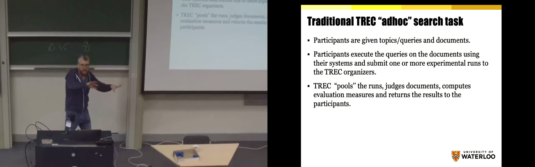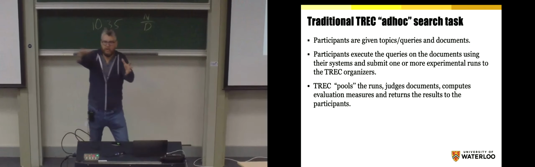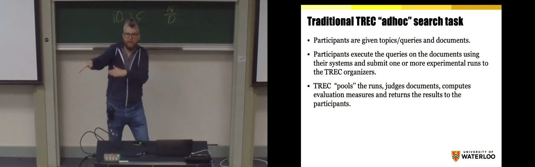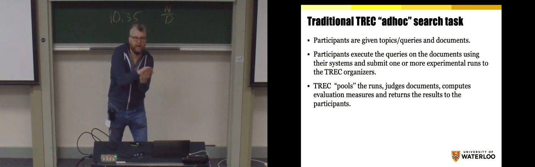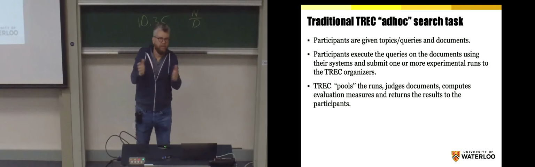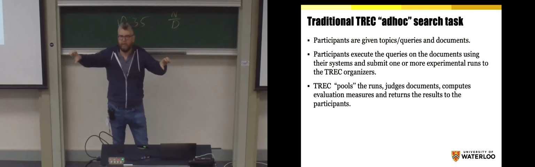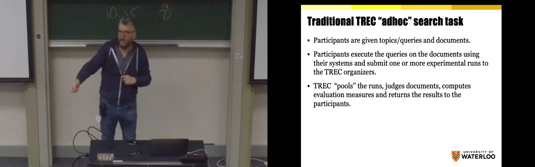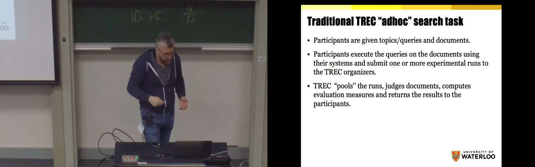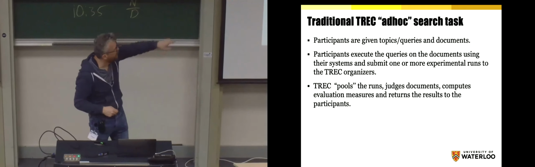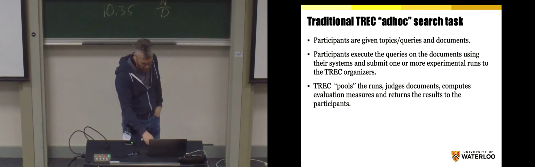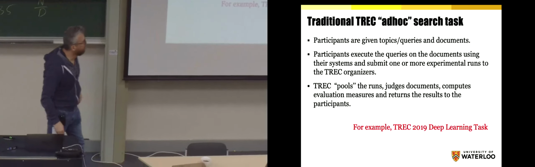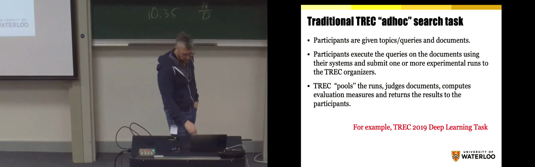What happens is you have a bunch of queries and a bunch of documents, you build your ranker, you rank the documents according to the queries, you send your rankings into TREC, they make what they call pools, so they take the top 10 from everybody, they have a human label them: is this a good answer, is it a great answer, is it a bad answer. They label the documents and they compute some evaluation measures and return the results back to the participants. And the TREC deep learning test this year, next year, is run this way.